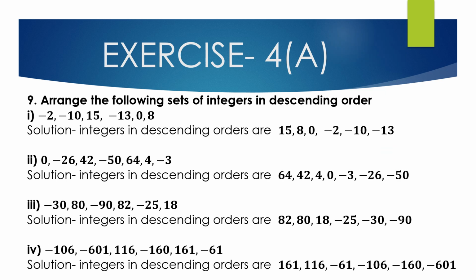Now we solve question number 9. Arrange the following sets of integers in descending order, that is from the greatest to the smallest. First bit is minus 2, minus 10, 15, minus 13, 0 and 8. Integers in descending order: first the positive integers, that is 15, then 8, then 0. A positive integer is always greater than the negative integers and always greater than 0. So 15, 8, 0, then minus 2, then minus 10, then minus 13.